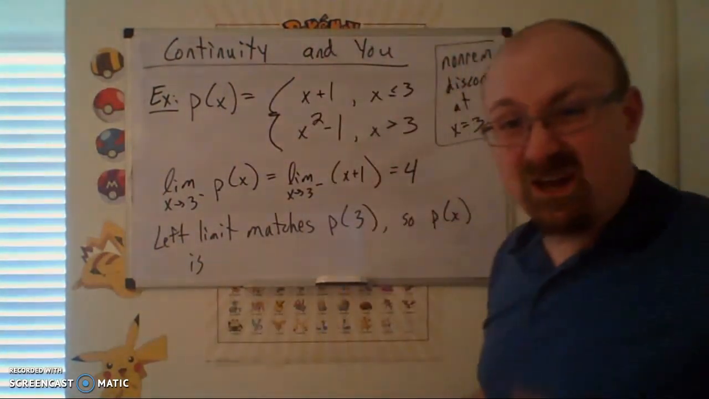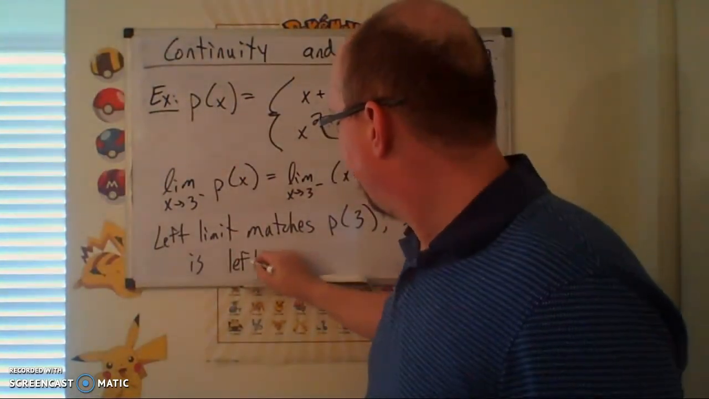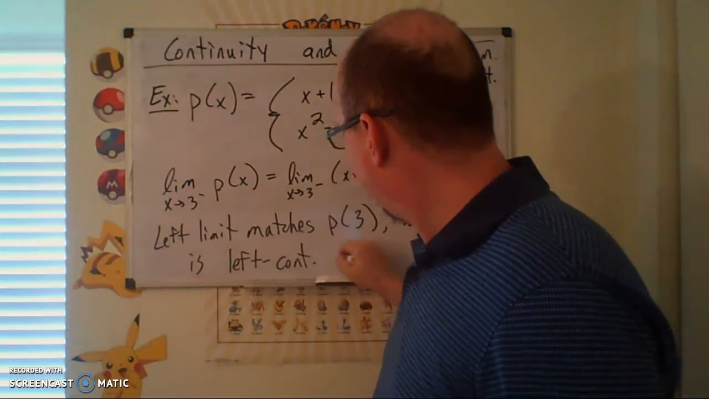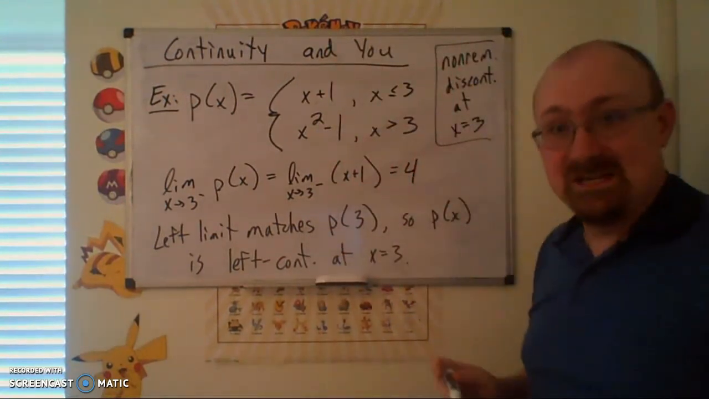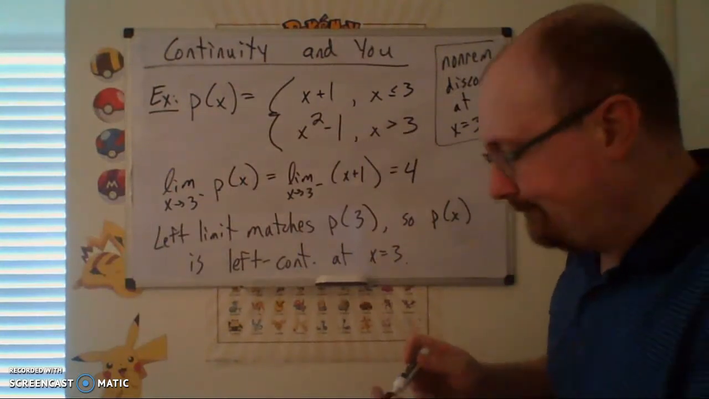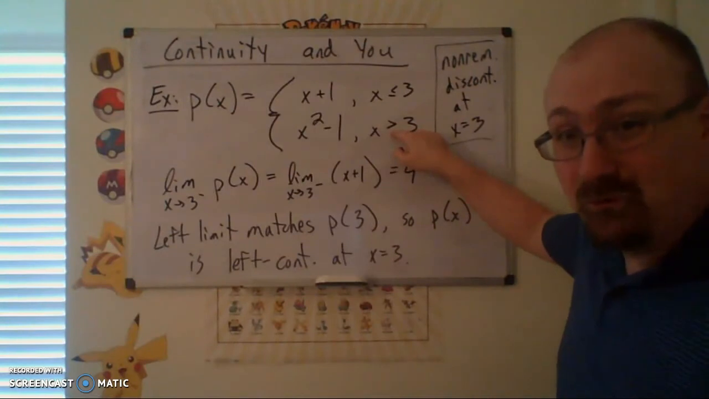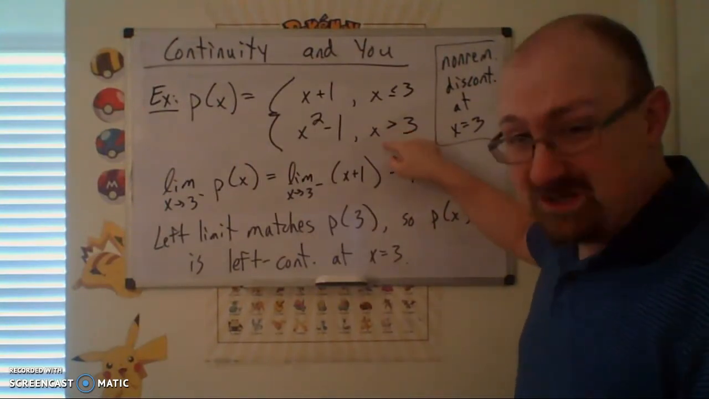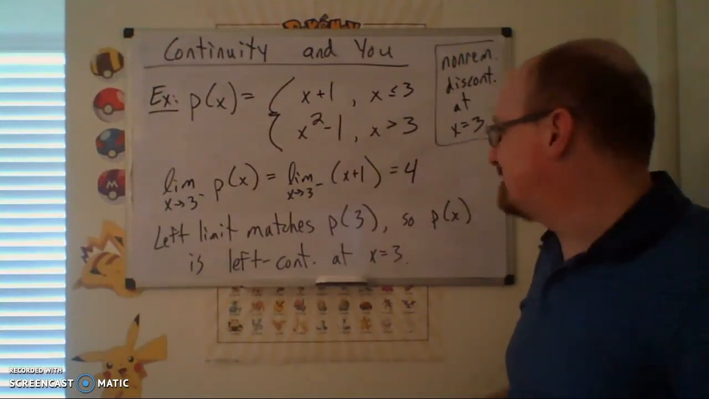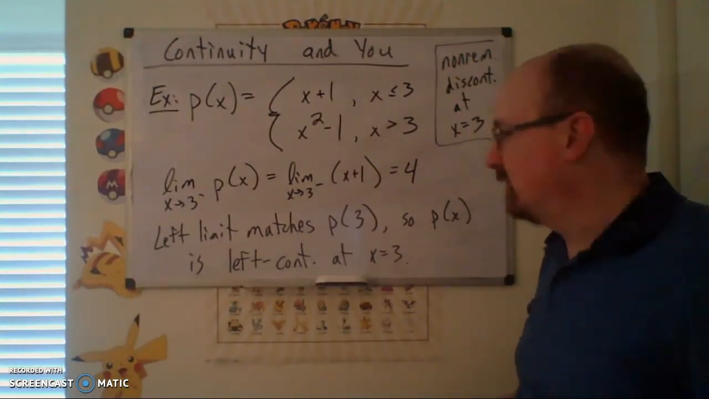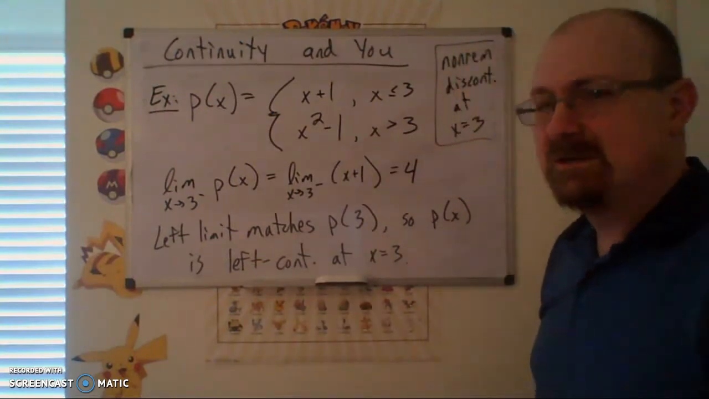So it turns out, just like we had one-sided limits, we can have one-sided continuity. So it's left continuous at x equals 3. On the other hand, if instead of having the equal to here, I had the equal to on this other branch, the x squared minus 1, then the right limit would match up with our function value, and we would say instead of being left continuous, this is right continuous.